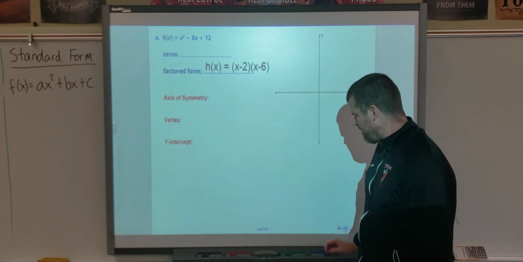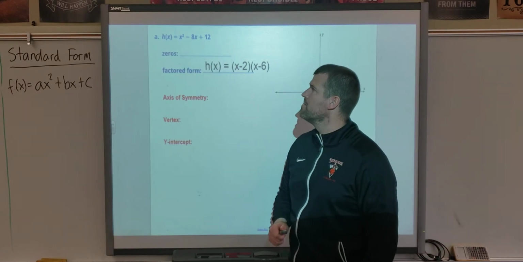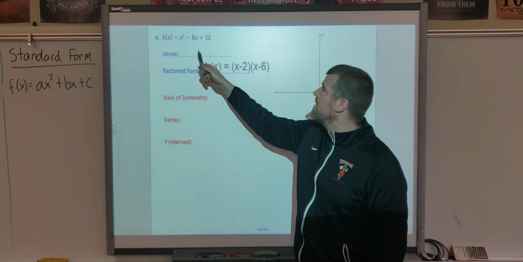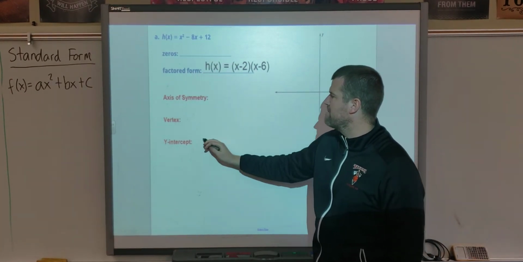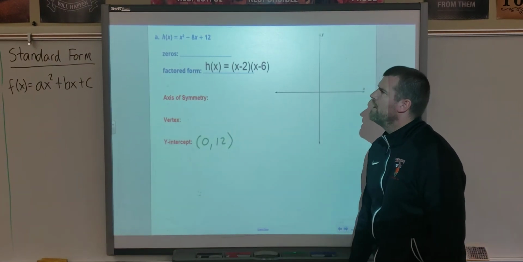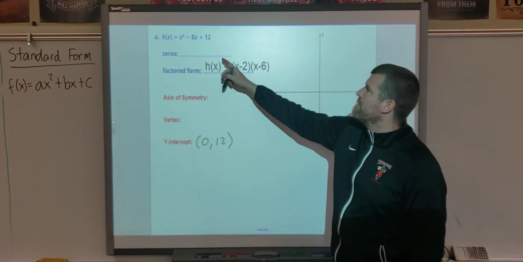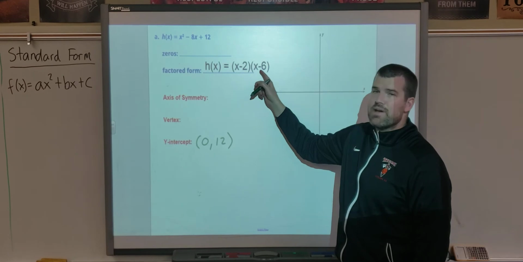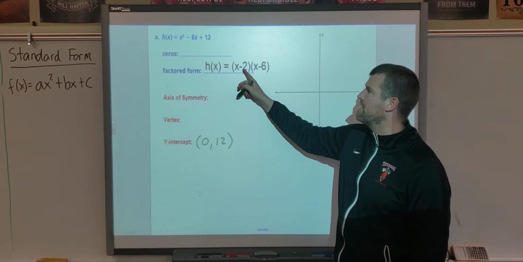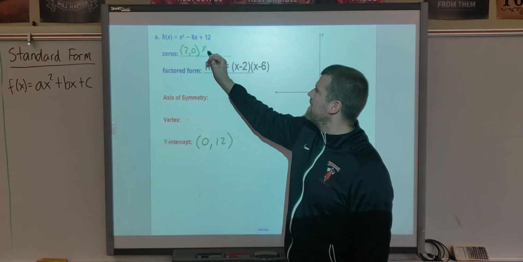All right, a little bit of graphing here. This equation is given to us in standard form. The two things we know right away is because a is positive, it's going to open up. And our c is 12, which means our y-intercept will be 0, 12. I went ahead and put the factored form, right? So you get a little review of factored form. If we factor this problem, it factors to x minus 2 times x minus 6, which means our zeros, or x-intercepts, are the opposite. So our x-intercepts are 2 and 6.